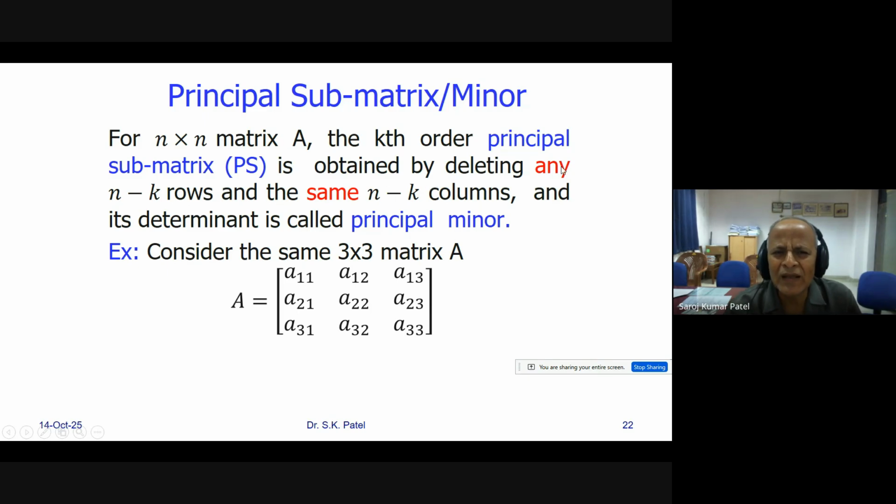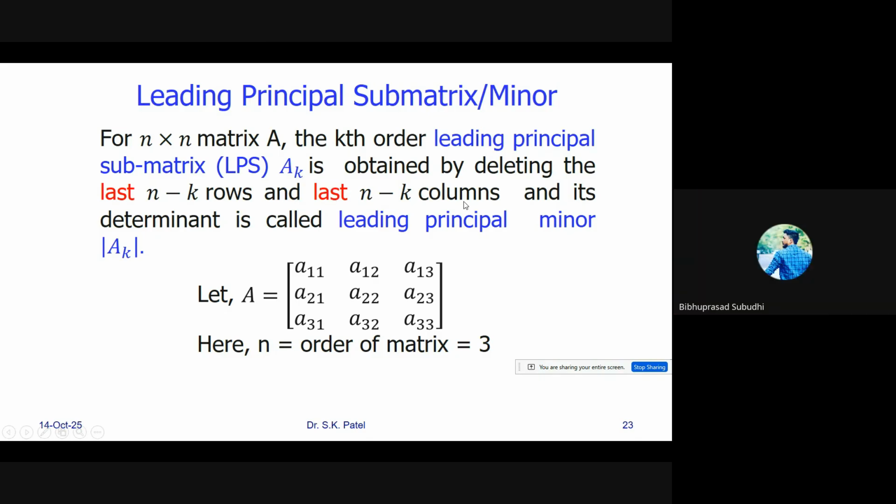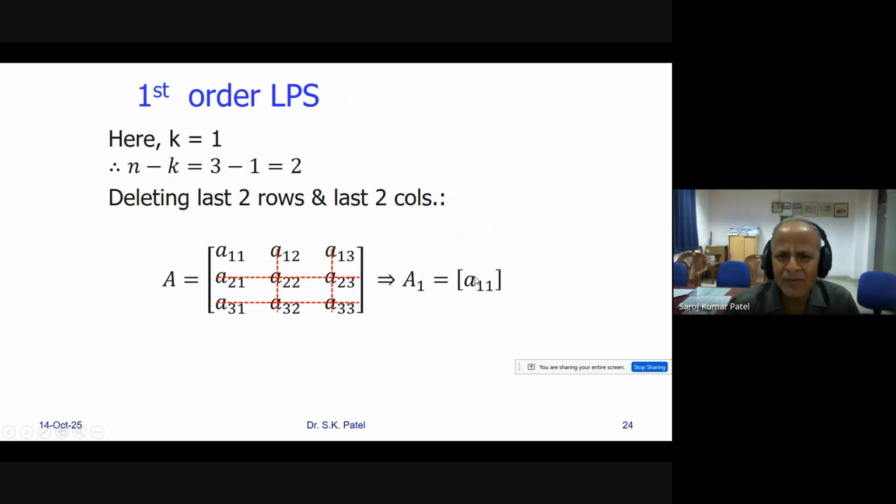But instead of deleting any row, any column, if you select any n minus k rows and the corresponding n minus k columns, then you will get a principal submatrix and its determinant is the principal minor. But if you delete the last n minus k rows and the last n minus k columns, we will get the leading principal submatrix, and its determinant will be the leading principal minor. Let us take an example.